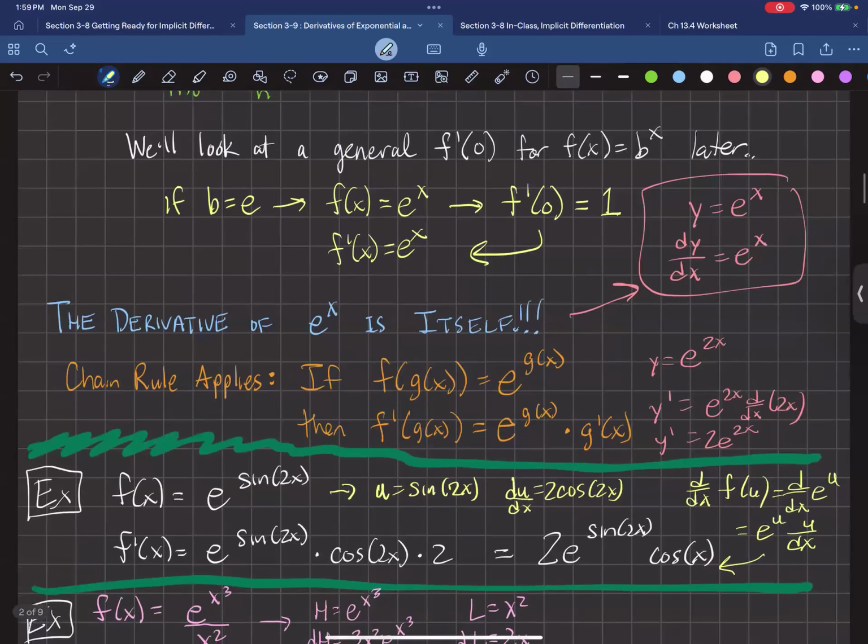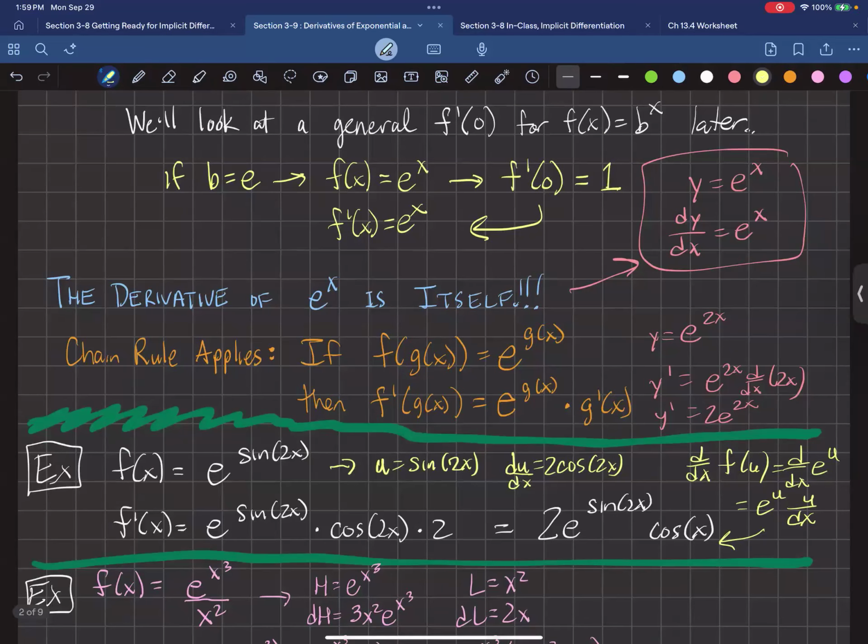Let's take a look at doing e to the x cubed over x squared. I set this up as a quotient rule. We have e to the x cubed on top. So if we take the derivative, we've got to do the chain rule. We have e to the x cubed, and then the derivative of x cubed is 3x squared. Low is x squared, so the derivative is 2x.